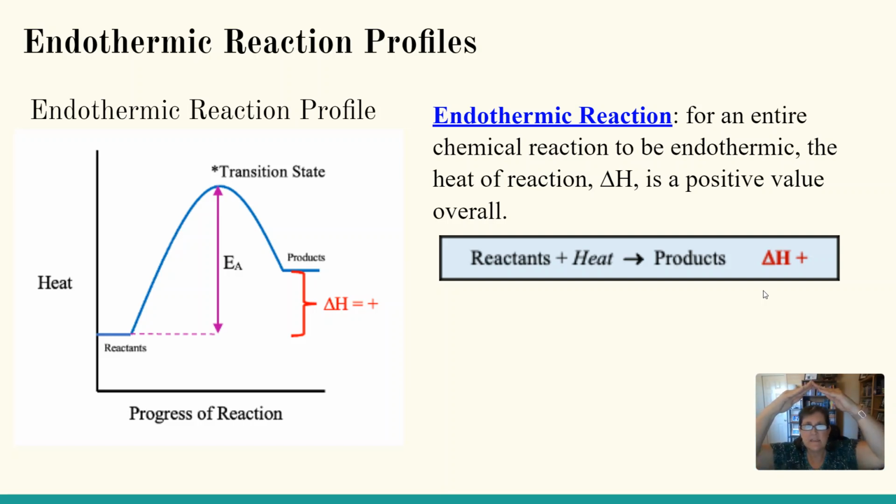We have the transition state at the very top. The E sub A is the activation energy. It's the height of that mountain from the reactant level to the transition state. That energy height is the minimum energy needed to go to the products. So we have to get over that energy hill. And then delta H is the difference between reactants and products. That is delta H on our graph. Hopefully you understand that graph for endothermic.